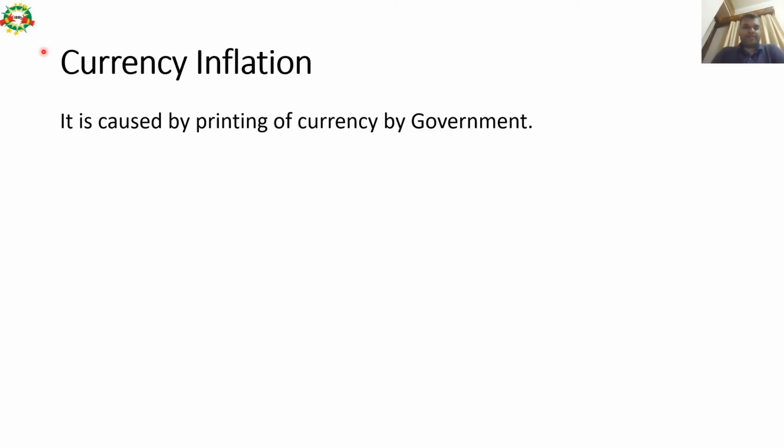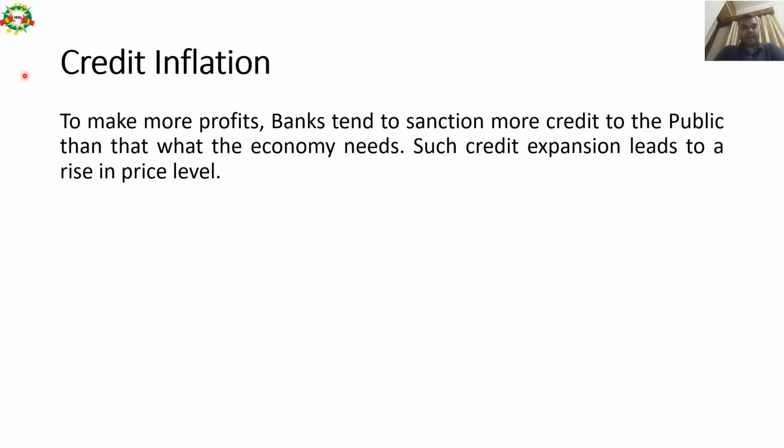So what is currency inflation? It is caused by printing of currency by the government. Credit inflation: to make more profits, banks tend to sanction more credit to the public than what the economy needs. Such credit expansion leads to a rise in price level and leads to inflation. This type of action by government or banks is called credit inflation.